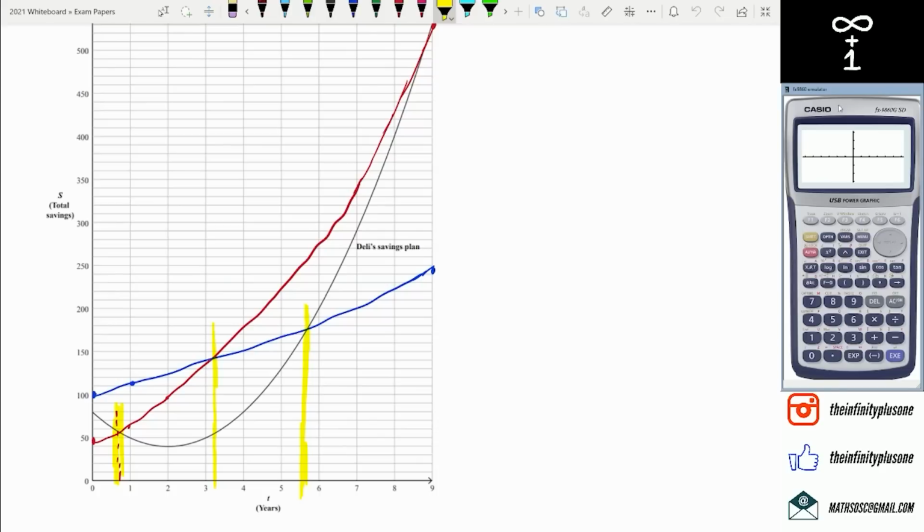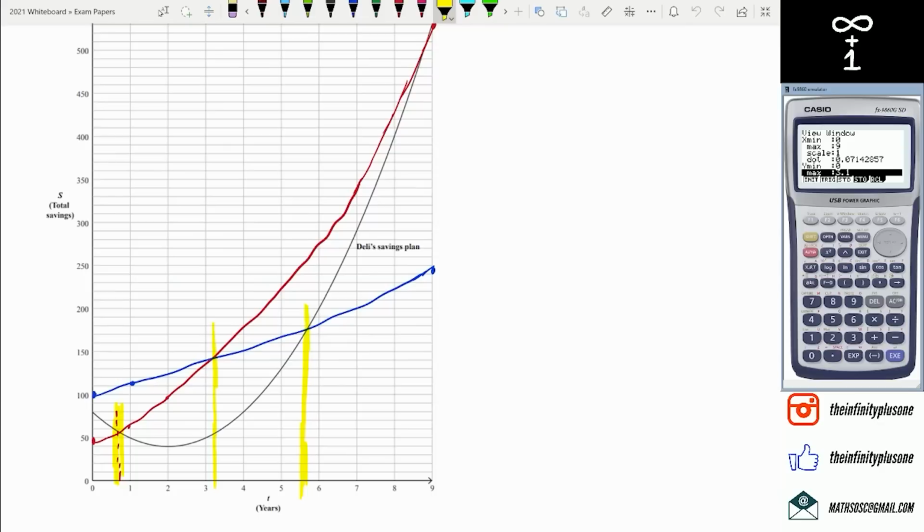Now, the problem is, as you can see, I can't really see the graph, and that's because the view window is so tiny. So I need to change the y-axis and the x-axis, right? So I'm going to change that by clicking on Shift F3. And my x minimum, I'm going to put that as 0. My x maximum, I'm going to put that as 9.